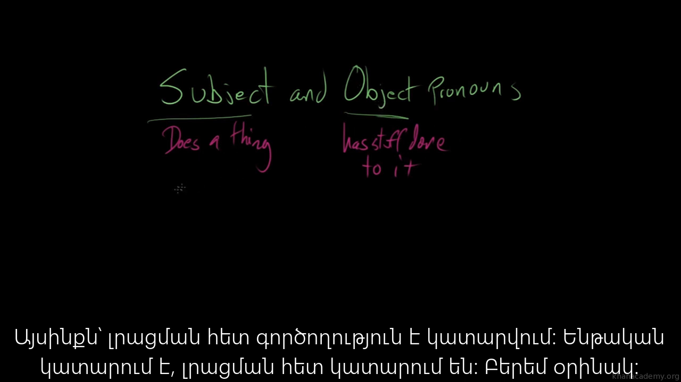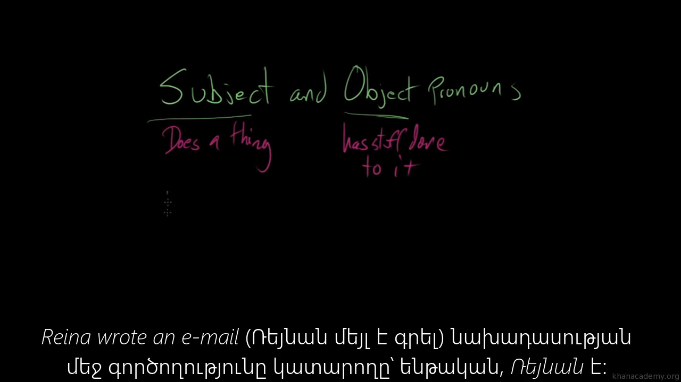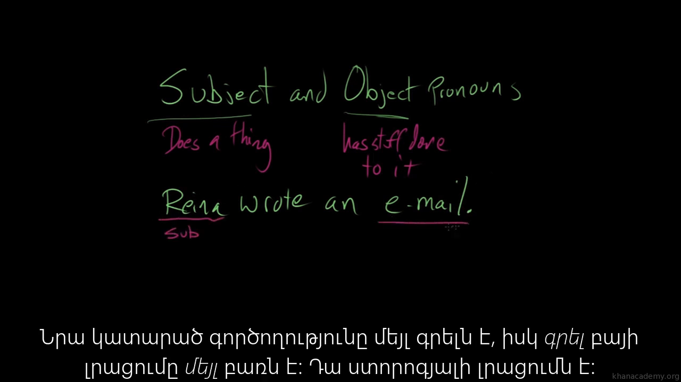Let's give an example. So in the sentence, Raina wrote an email. The subject of the sentence, the doer of the thing, is Raina. Raina is the subject. The thing she is doing is writing an email. So Raina wrote an email. Email is the object of the verb wrote. It is the object of the sentence.